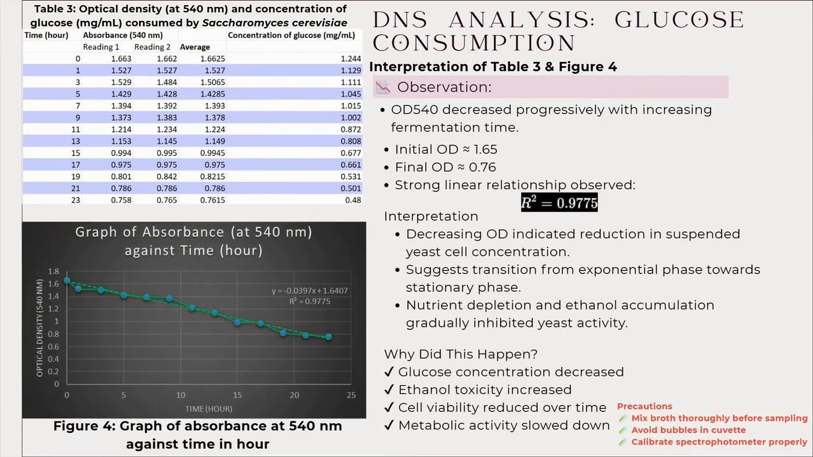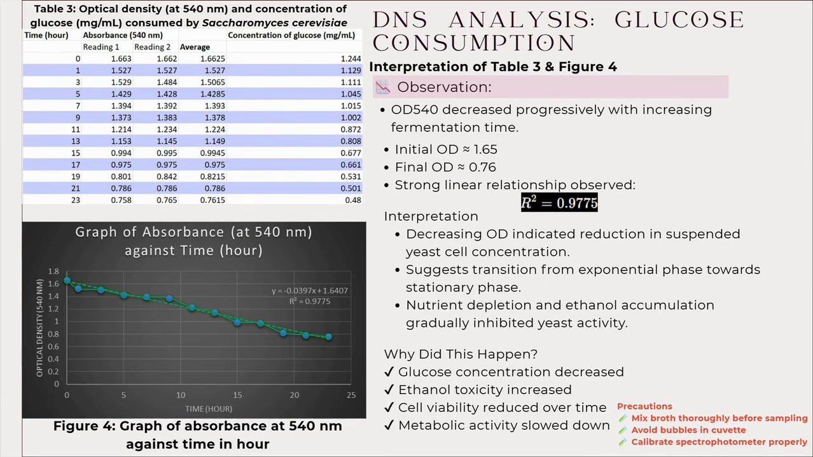And let's look at Figure 4, which shows that the absorbance at 540 nanometers decreased gradually with increasing fermentation time. The decrease in OD value suggests a reduction in suspended yeast cell concentration in the fermentation broth. This phenomenon may have occurred due to nutrient depletion and also reduced microbial activity, cell sedimentation, and increasing ethanol accumulation throughout the fermentation process.